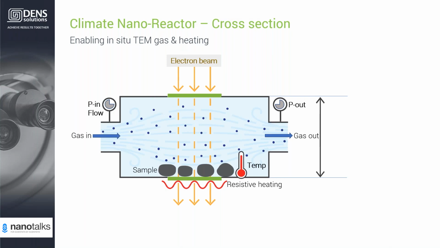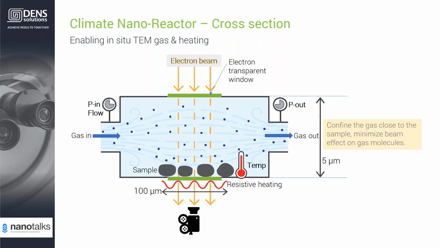Here you see the same nanoreactor but now in a cross section. So there is an electron beam penetrating from above through the electron transparent window, through the gas layer of the nanoreactor. Then it will interact with the heated sample, which is also on an electron transparent window, and then the information goes into the TEM camera. So the total thickness of the gas layer is for low pressures 5 micron. It can go up to 1000 millibar pressure inside a nanoreactor, which will make the membranes bulge to a total thickness of about 30-35 micron.